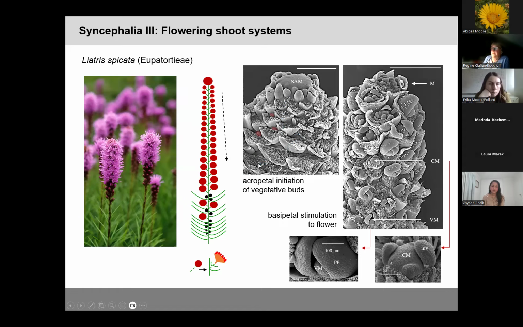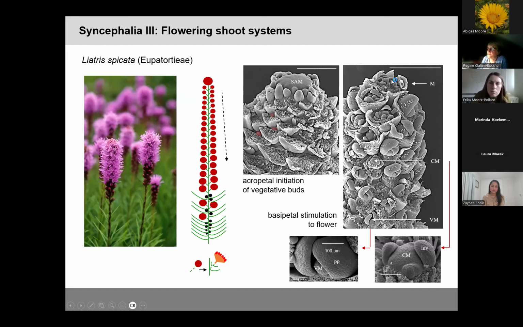And if you look at the development, you can nicely see that in the beginning we have a typical shoot development. We have a shoot apical meristem which segregates leaf primordia, and only at a distance from the shoot apical meristem we see the axillary meristems, which are produced in acropetal direction. So this is a typical vegetative development.